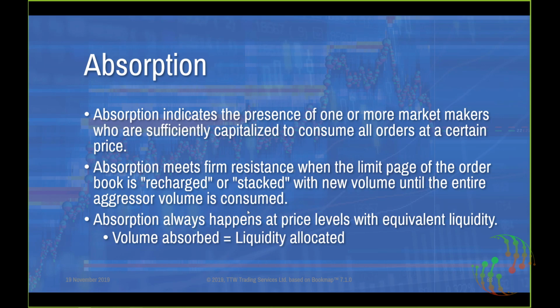That means that what we have discussed and seen in the liquidity chapter, liquidity needs to be absorbed, or volume needs to be absorbed by liquidity, and that happens at certain levels where liquidity is there and enough volume to take everything out of the market. It happens, of course, with market makers or market participants who are sufficiently capitalized to consume all orders at a certain price. Absorption meets firm resistance when the limit page of the order book is recharged or stacked with new volume until the entire aggressor volume is consumed.